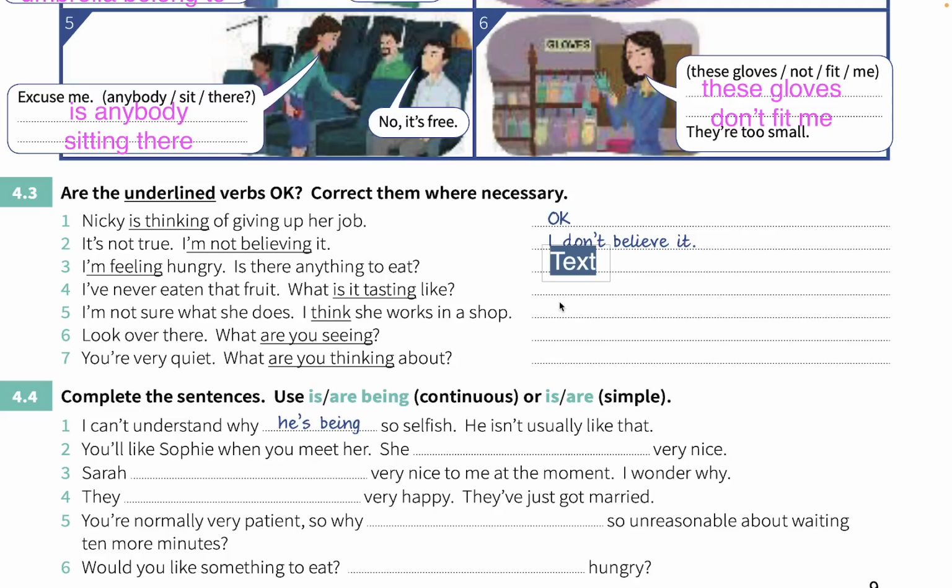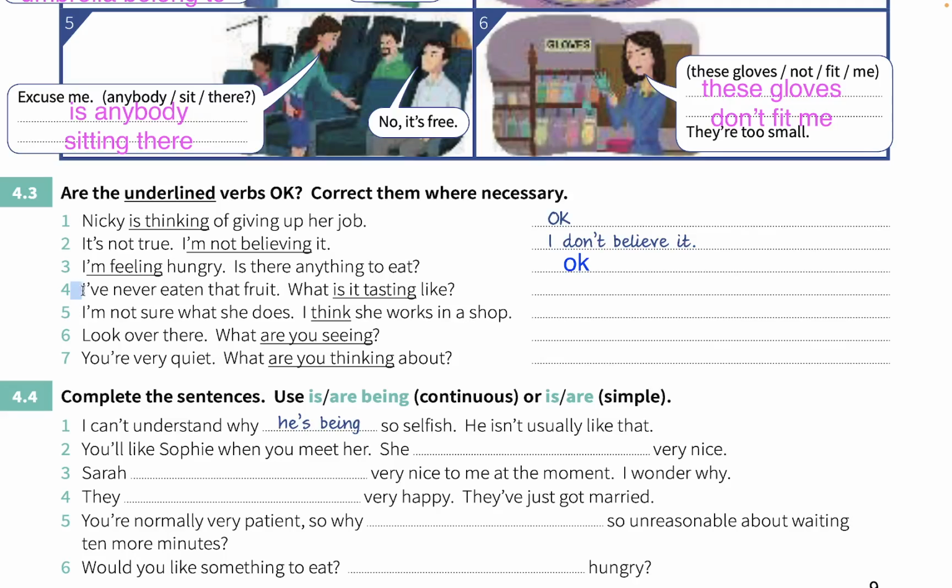Number 3. In this case, I'm feeling hungry. Is there anything to eat? Is a correct form. But we can also say I feel hungry. It's also correct in this sentence. I feel hungry. Is there anything to eat? Is also correct.